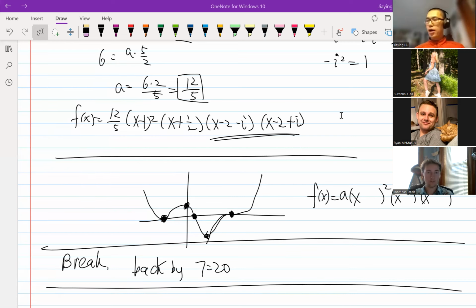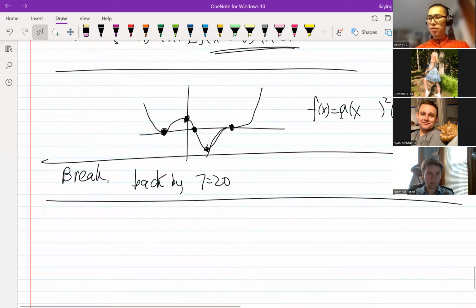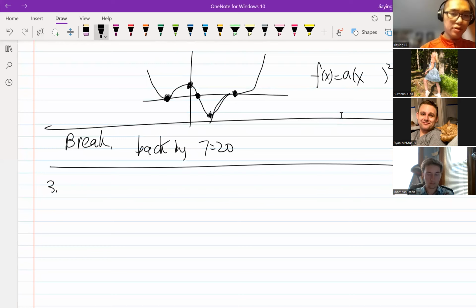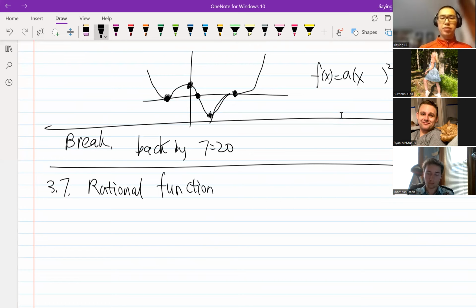All right, welcome back. So in the second half of the class, I want to talk about rational functions. So 3.7, rational functions. You probably all know what rational numbers are. So a rational function is basically a function that can be written in the form, so let's say f of x is a rational function, it can be written in the form p of x divided by q of x, where p of x and q of x are polynomial functions.